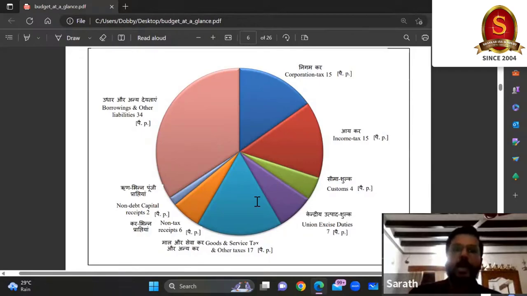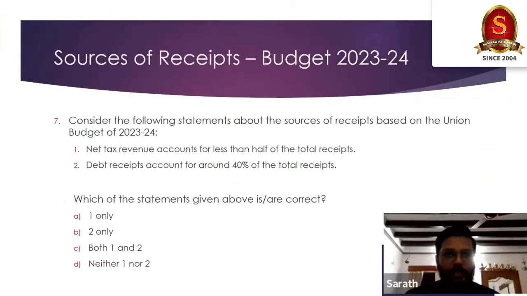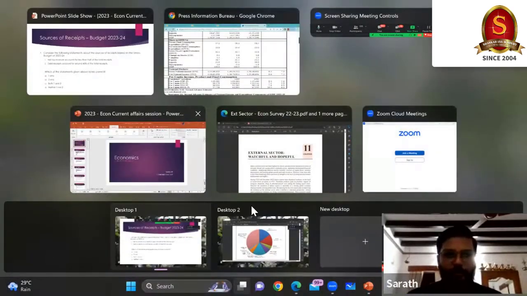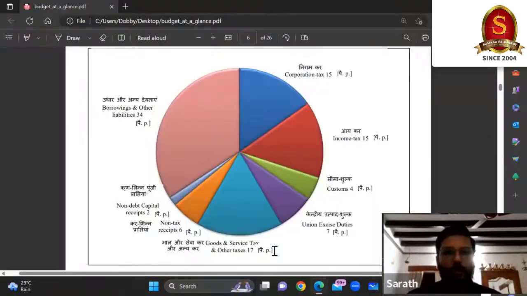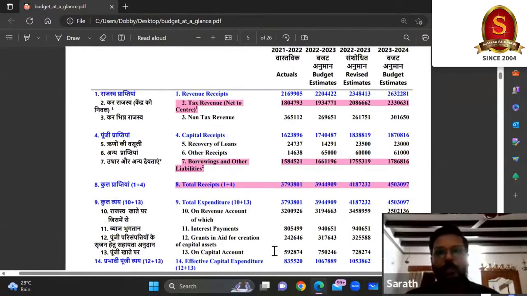When that happens, borrowings and liabilities become close to 40%, because that is what the statement says, right? It does not. Here it says borrowings and liabilities are 34%. And the statement says roughly account for 40% of the total receipts. So just to take a look at that data, let's go to some numbers. Okay. Yeah. So here it is.